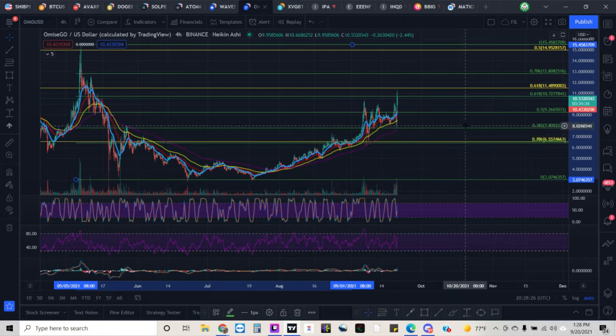Other levels you want to identify as important. On the 4 hour, we accumulated right between the 382 and the 618, the green, which is for me the 4 hour. And we also, on this last move down, we tapped the 382. So very important levels to keep an eye on.